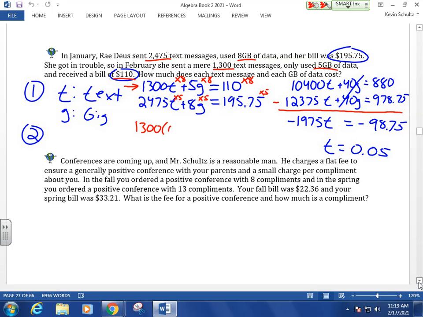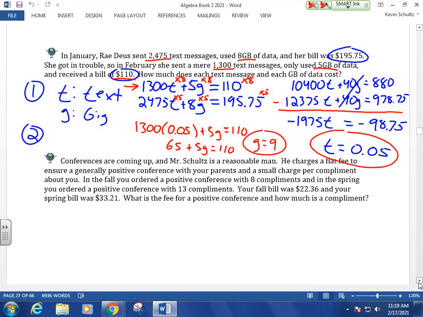So 1,300 times 0.05, the cost of a text, plus 5G equals 110. 1,300 times 0.05, that's 65. So 65 plus 5G equals 110. I'm out of room here, but 2-step equation. Subtract 65, divide by 5. I think the cost of a gig is $9. Okay. So there you have it.